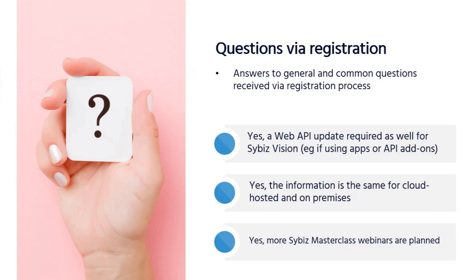We had a few questions via registration, and some people using the web API have asked whether that requires an update as well, and yes, it certainly does. It's always good to check that when you are upgrading. Otherwise, if you have things like websites that leverage the web API, or you're using the apps, then you'll get in a bit of strife if you don't update that web API as well when it's required.